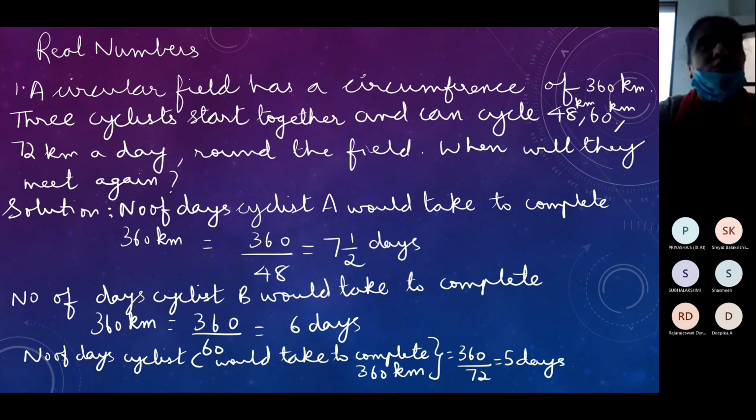Now we have to find, as we have discussed this concept of LCM and HCF earlier, you have to expect the answer, meaning whether the number is going to be greater than the given numbers or smaller than the given numbers. You should have that expectation of the answer. The numbers we have in hand are 7.5, 6 and 5. Are you looking for an answer which is greater than these three numbers or smaller than these three numbers? Will they meet in less than these days, or will they meet after 7.5 days?